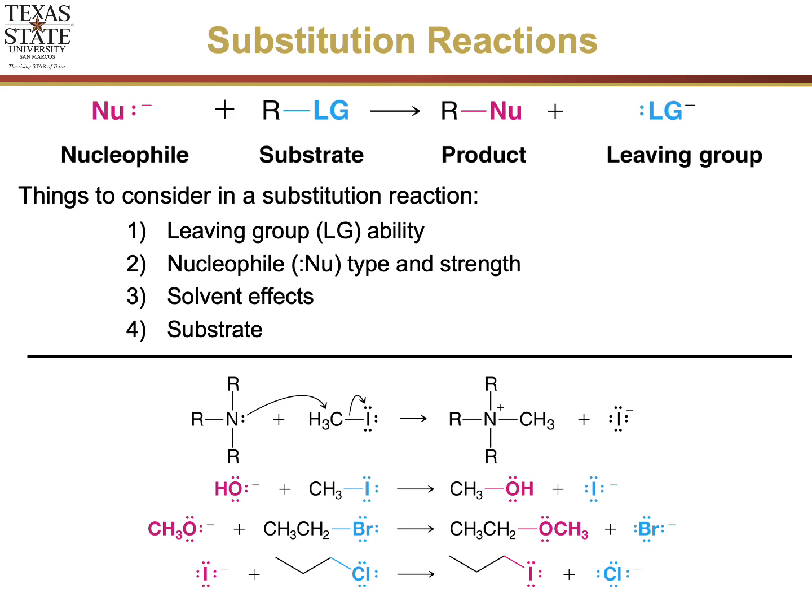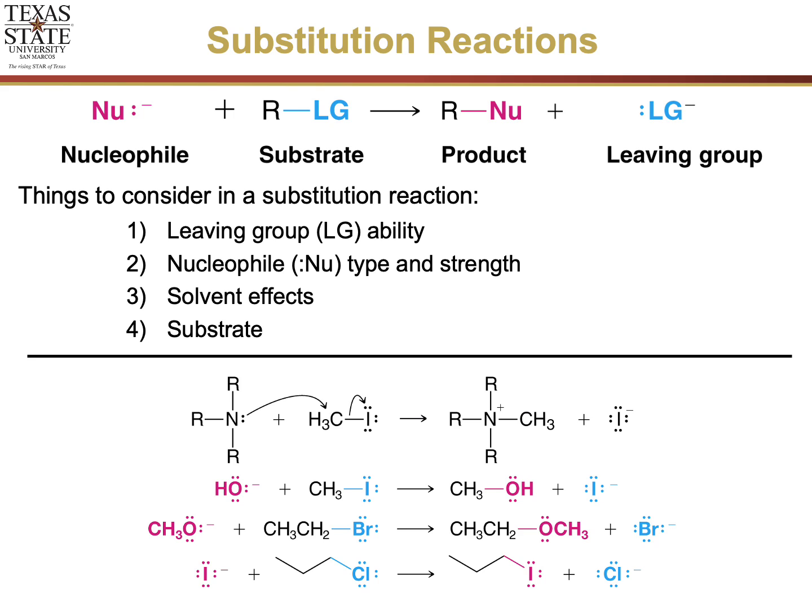So things we have to consider are the ability for that leaving group to leave, the type and strength of the nucleophile we're using. There are also solvent effects associated with this, and then effects of the substrate, for example, how sterically demanding that substrate is. Not all nucleophiles have to have a full negative charge, but they all have a lone pair of electrons that can come in and create the new bond between the nucleophile and the substrate.